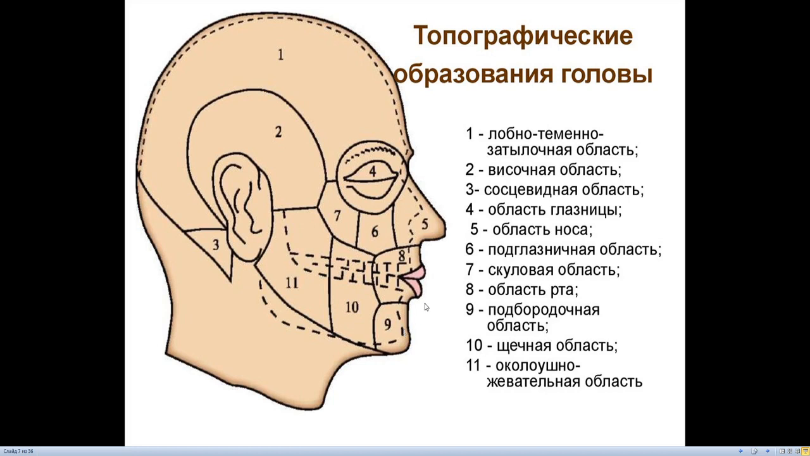The lateral region of the face includes the buccal region, the parotideomasseteric region, and more deeply rests the regio facialis lateralis profunda.